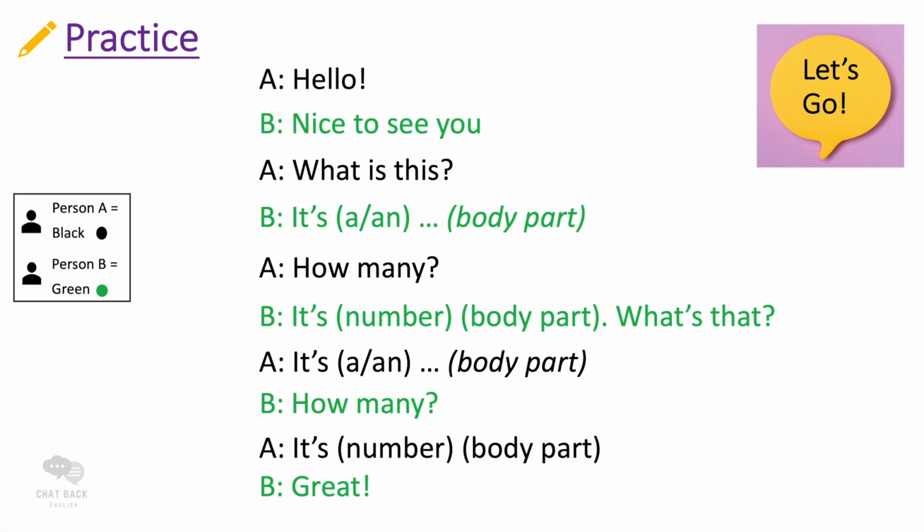Now let's try again. This time I'll read black and you read green. Ready? Let's go. Hello. What is this? How many? It's a head. It's 1 head. Very good. That's excellent.